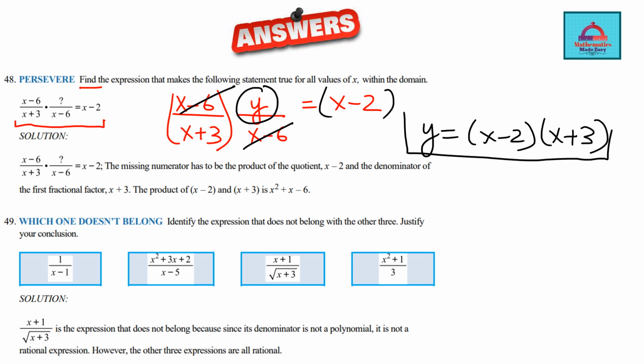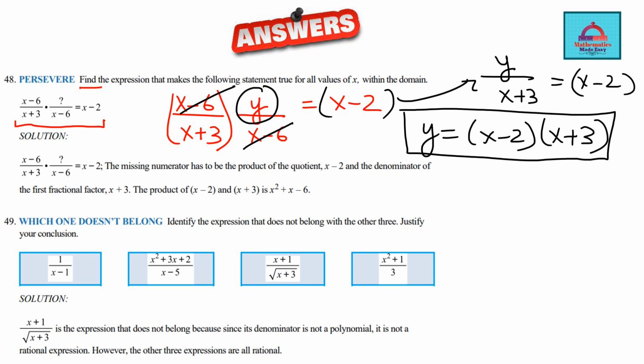Okay, so either you do cross multiplication, get your answer, or if you are more comfortable in doing the inverse, then here the equation that you're solving is y divided by x plus 3 equal to x minus 2. So just do the inverse of division. So you want y, so you do the inverse of that. So you multiply both sides with x plus 3. In that case, on the left, x plus 3 and x plus 3 will cancel and you get the same answer for y. So both methods are easy to do.